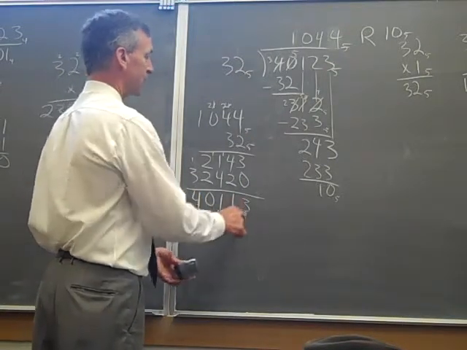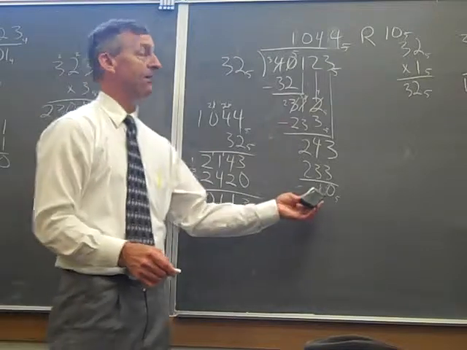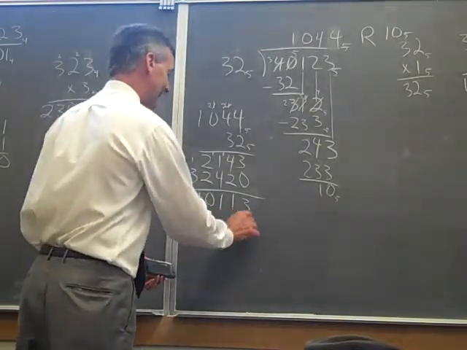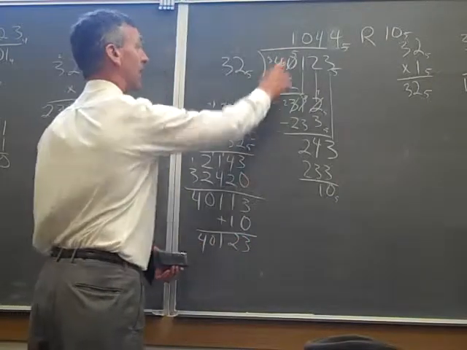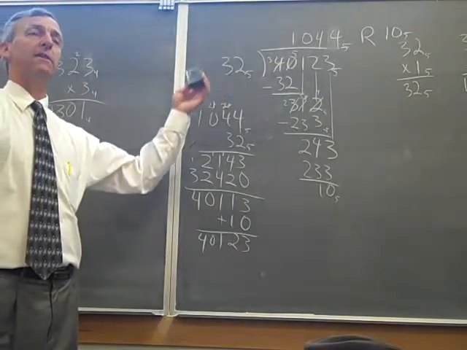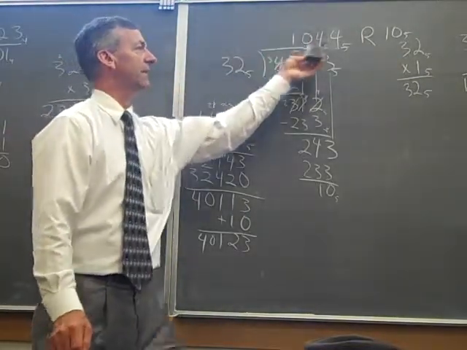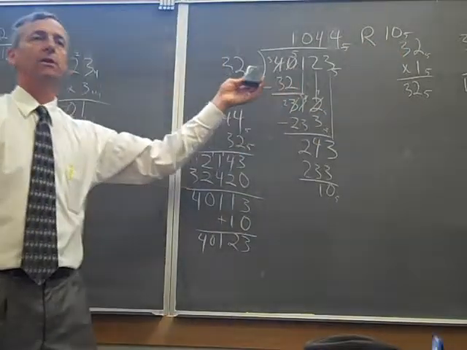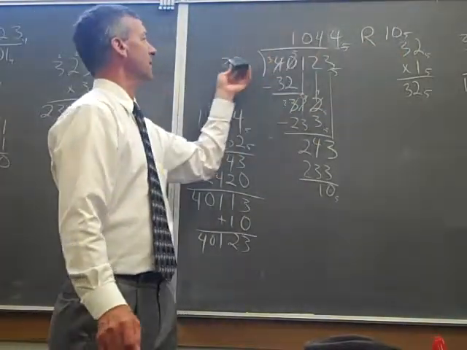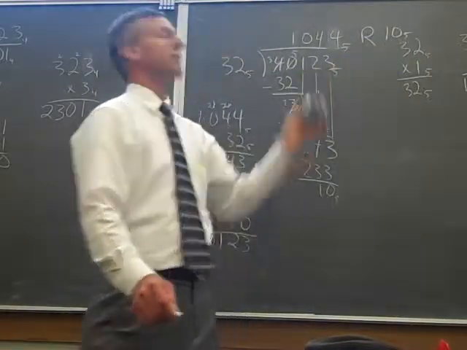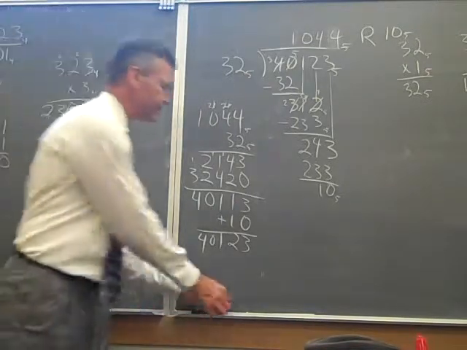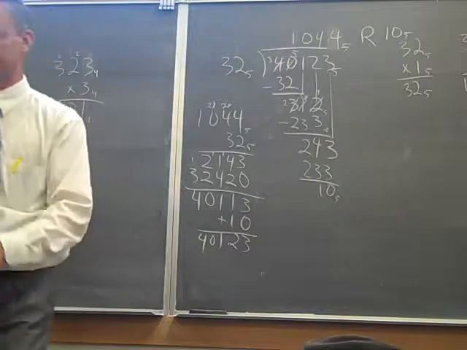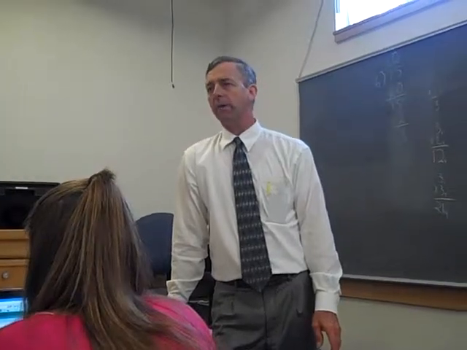Something is wrong. But we have a remainder of 10, and so I'm going to add it in. 3, 2, 1, 0, 4. And that's it. So you multiply the divisor by the quotient and add the remainder, and that should give us the dividend. Okay? That's about as hard a one as you'll get.